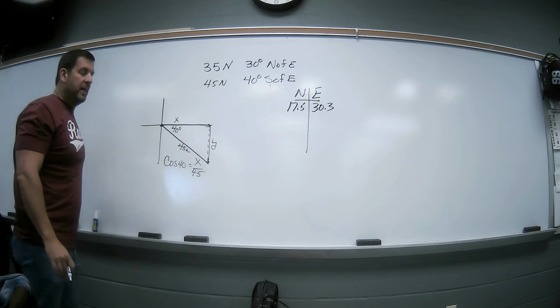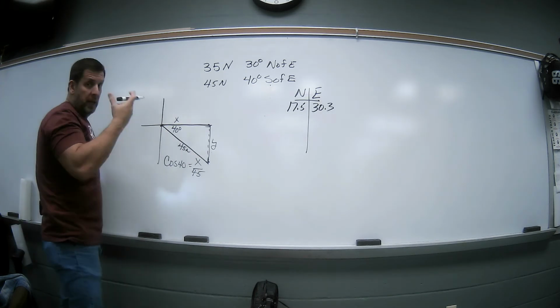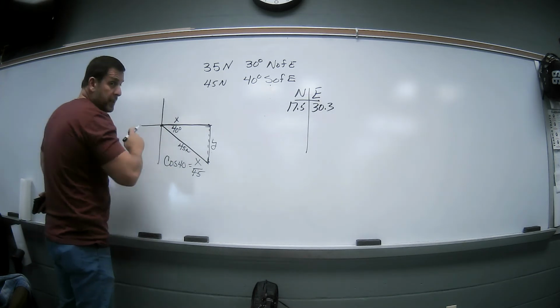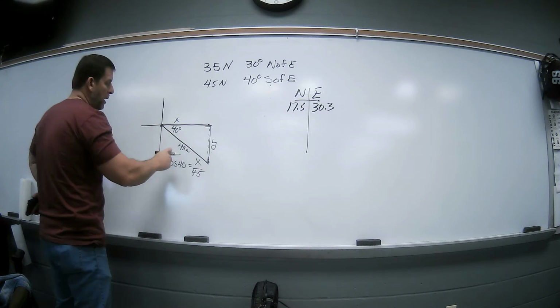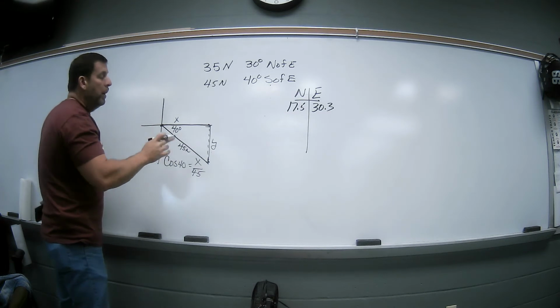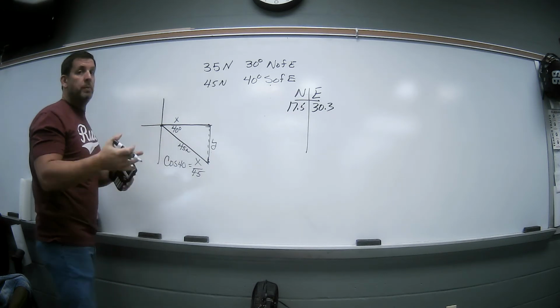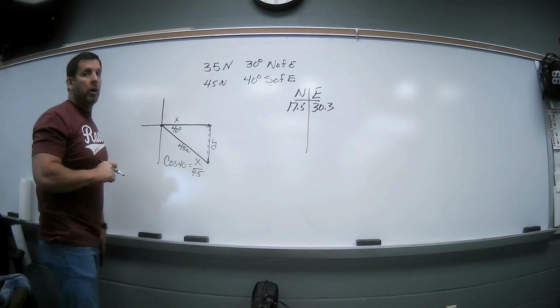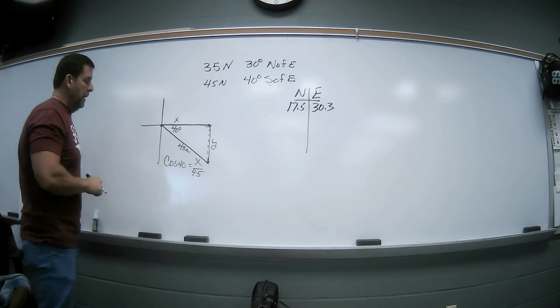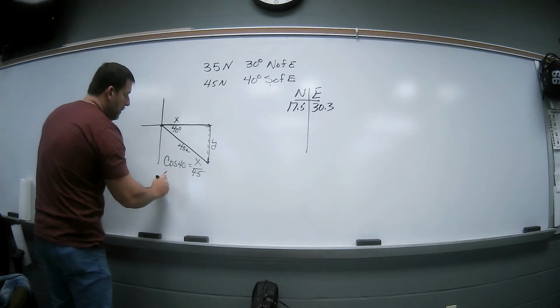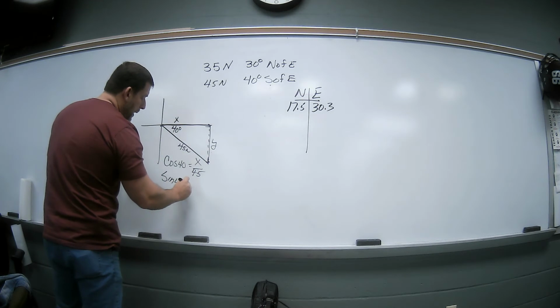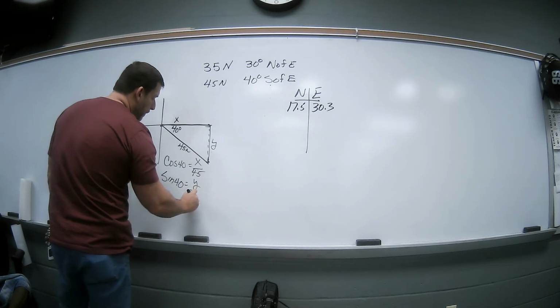I want you to think about this. I want you to get into the habit of this right here. As we go along, we won't write cosine of 40 by itself. What we do is take the cosine of the angle times the hypotenuse. That helps us find our adjacent side. And my other one is going to be sine of 40 is equal to Y over 45.